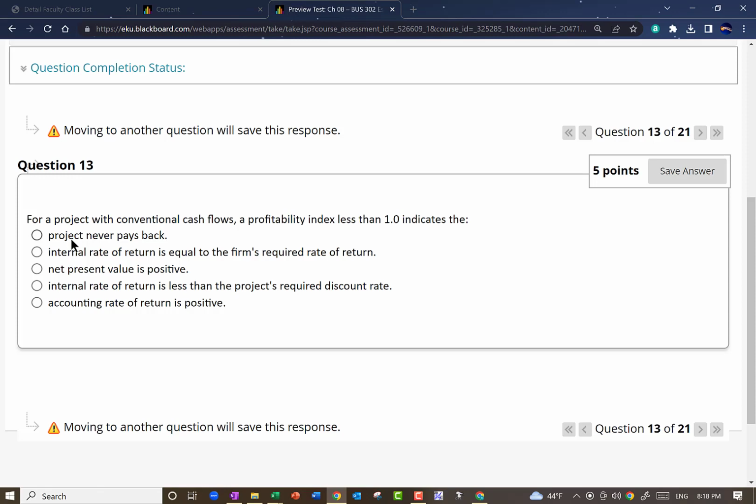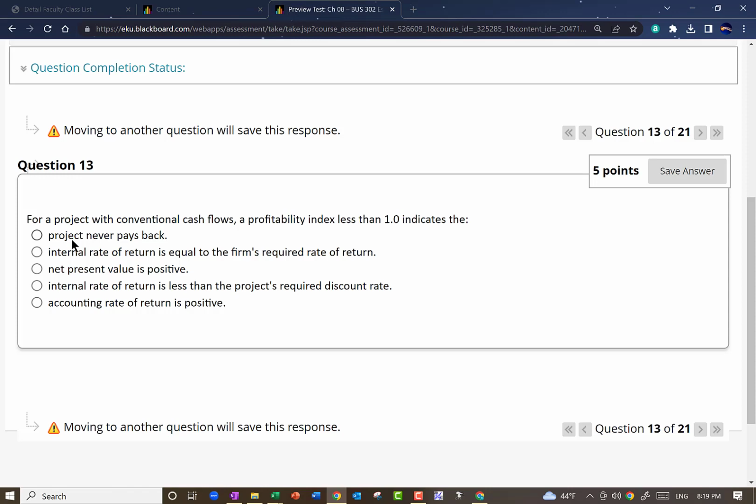Well, whether or not the project pays itself back may have nothing to do with whether PI is greater or less than 1. If you're talking about discounted payback, that's true. If PI is less than 1, that means NPV is less than 0. That means on a discounted basis, the project never pays itself back.